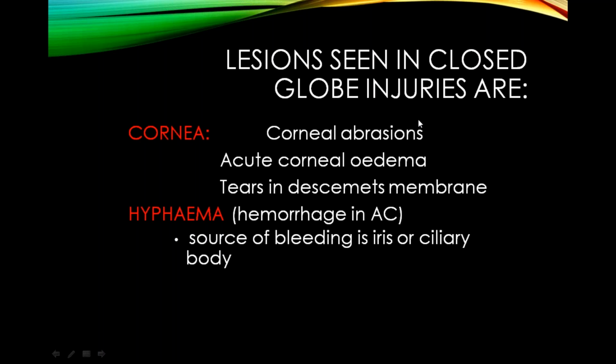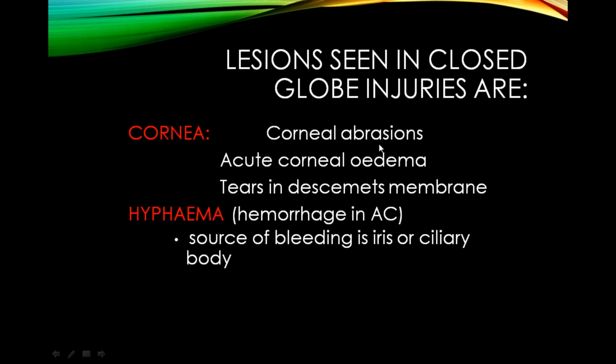Now, what are the injuries which can occur in the eyeball, or what can happen at each anatomical level? What are the types of injuries which are commonly seen? The lesions seen in closed globe injuries, we classify as per the structure. For example, we'll start from anterior and then go towards the posterior side. On the anterior side, we have the cornea. What can happen to the cornea? There can be abrasions.